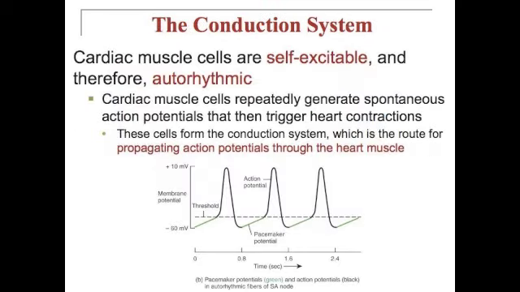So the cardiac muscle cells are self-excitable and therefore autorhythmic. Cardiac muscle cells repeatedly generate spontaneous action potentials that trigger the heart contractions. These cells form the conduction system, which is the route for propagating action potentials through heart muscle. And this is figure 20.10 on page 745.